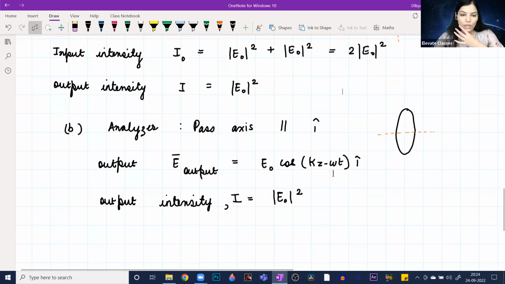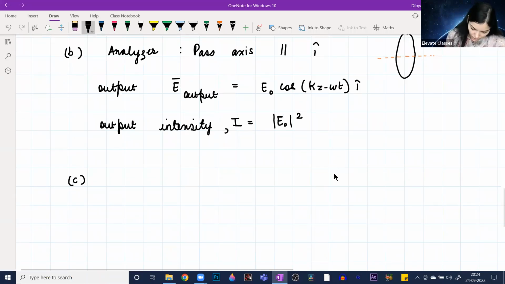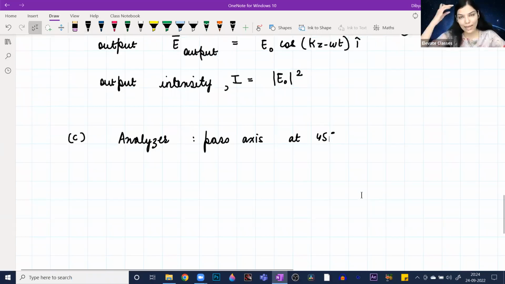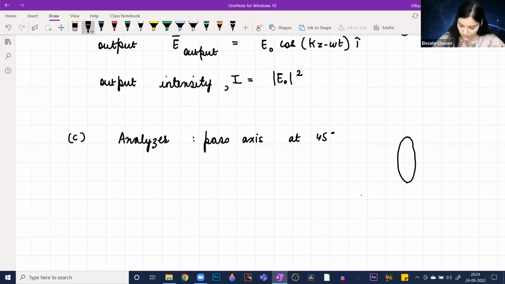Okay. So now let us do a third case where I want to keep the analyzer with its pass axis at 45 degrees. We can also check it for 60, 30 and any other theta that you can try as homework. I'm doing the simplest example as a demonstration. So let us say this is my analyzer. Now what I'm saying is that the pass axis is at 45 degrees. So now this is my Y and this is the I cap direction, this is the J cap direction, and this angle is 45 degrees. So this is the third case that I am considering.